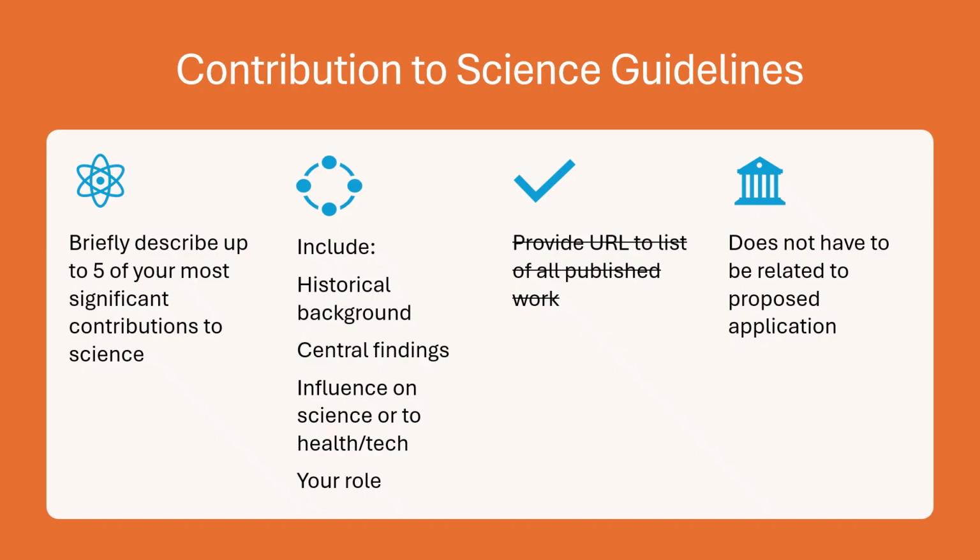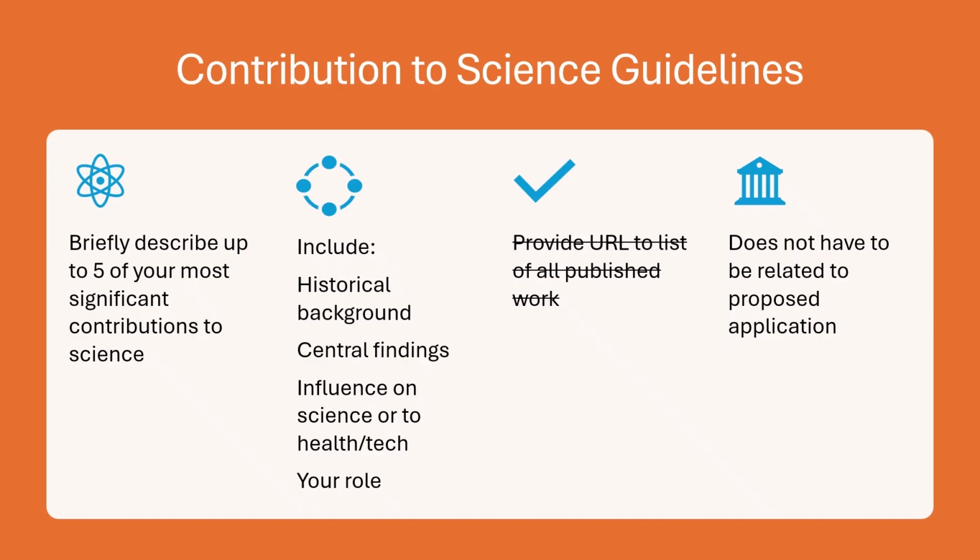So again, just a refresher, contributions to science, the guidelines are essentially the same. You're briefly describing up to 5 of your most significant contributions. Within each contribution, you can talk about the historical background, the central findings of your work, what the influence of those findings has been on your field, and then what role you played in that contribution.